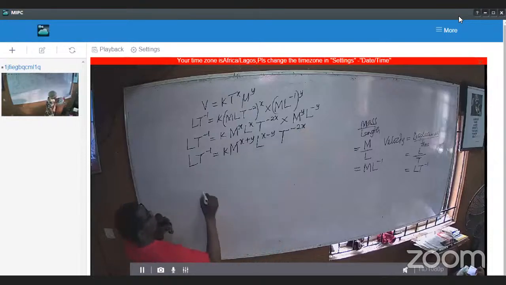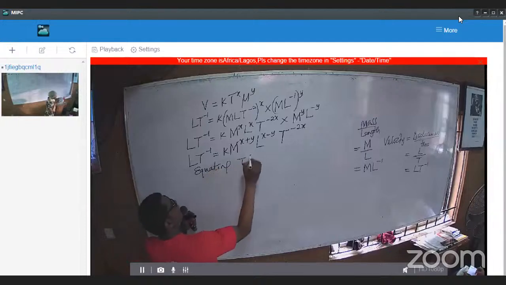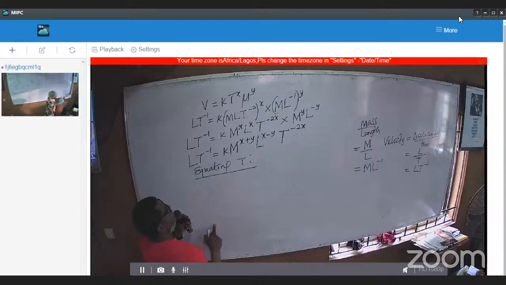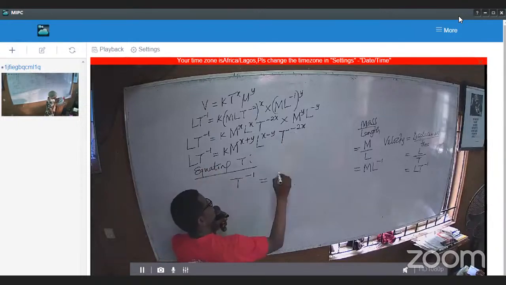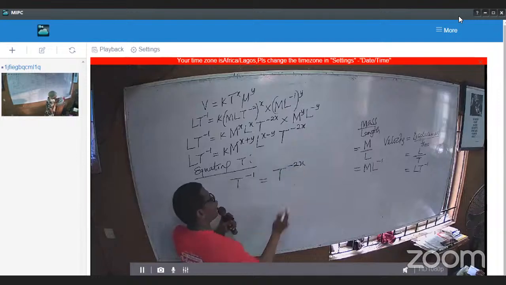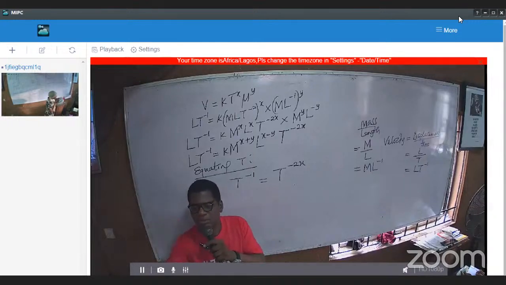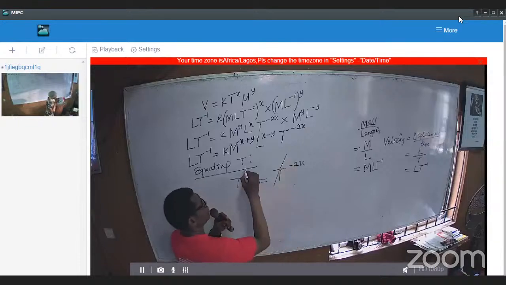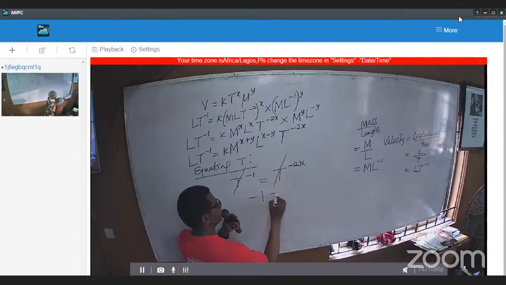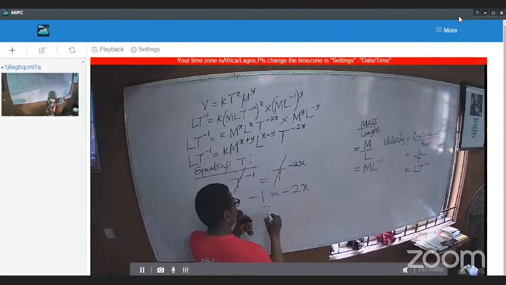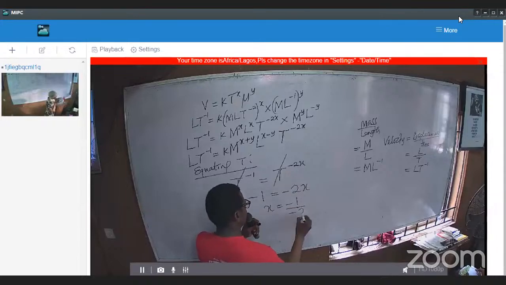We're looking for X. Equating T's, T raised power minus 1 equals T raised power minus 2X. That's called dimensional homogeneity, they are homogeneous, they are on the same side. T can cancel. So minus 1 equals minus 2X, X equals minus 1 over 2. So that's your X.